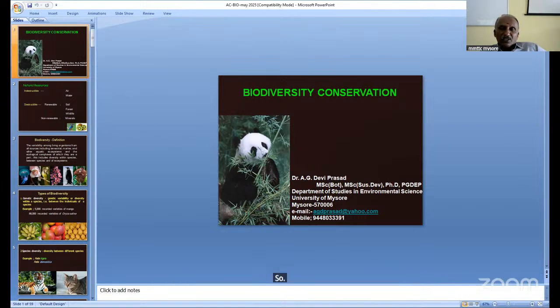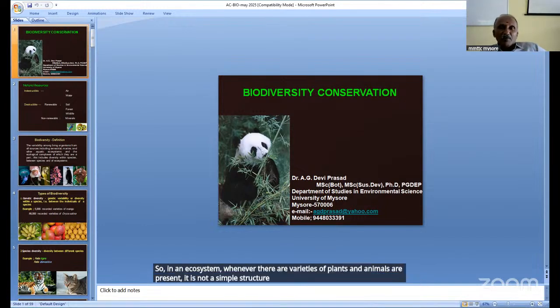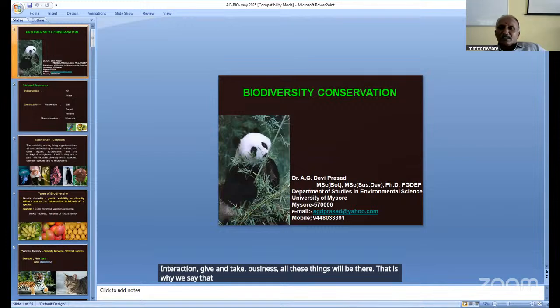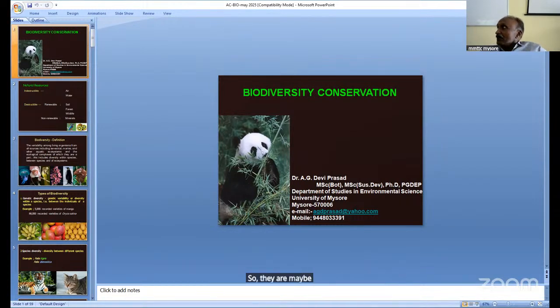In an ecosystem, whenever there are varieties of plants and animals present, it is not a simple structure. It is a complex entity where there is interaction, give and take, business. All these things will be there. That is why we say biodiversity is a system referring to the group of animals or plants or both, that is, the living entities, which may be present in the terrestrial ecosystem.